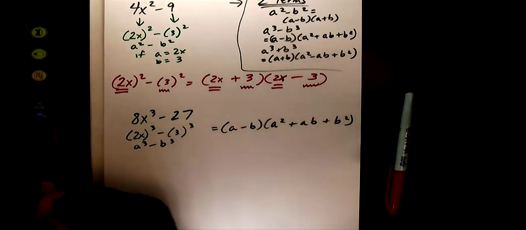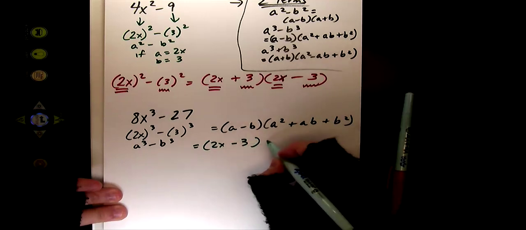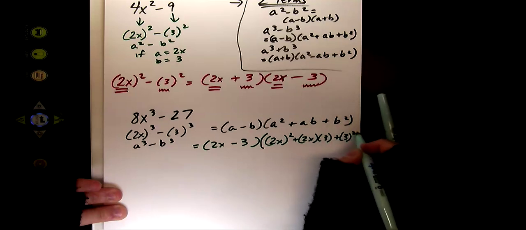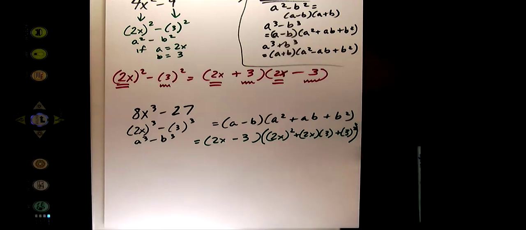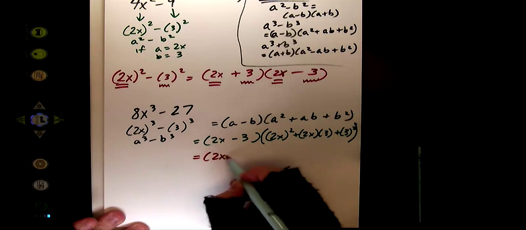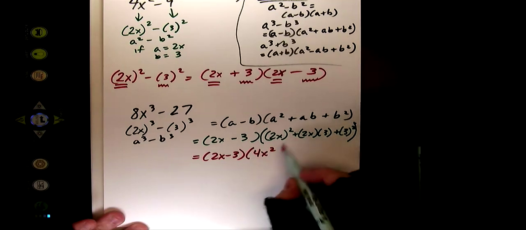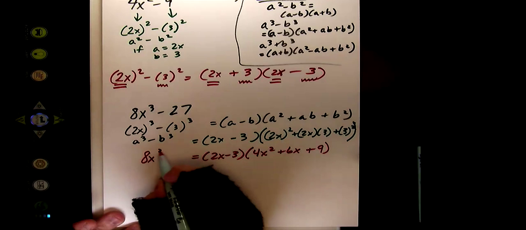If I plug in what I have, everywhere I see an a, I'm going to put in a 2x, and everywhere I see a b, I'm going to put in 3. And since that second group has some squares going on, I'm going to use some inner parentheses. So 2x minus 3 is still good. 2x squared is 4x squared, and 2x times 3 is 6x, and 3 squared is 9. That is the factored form of 8x cubed minus 27.